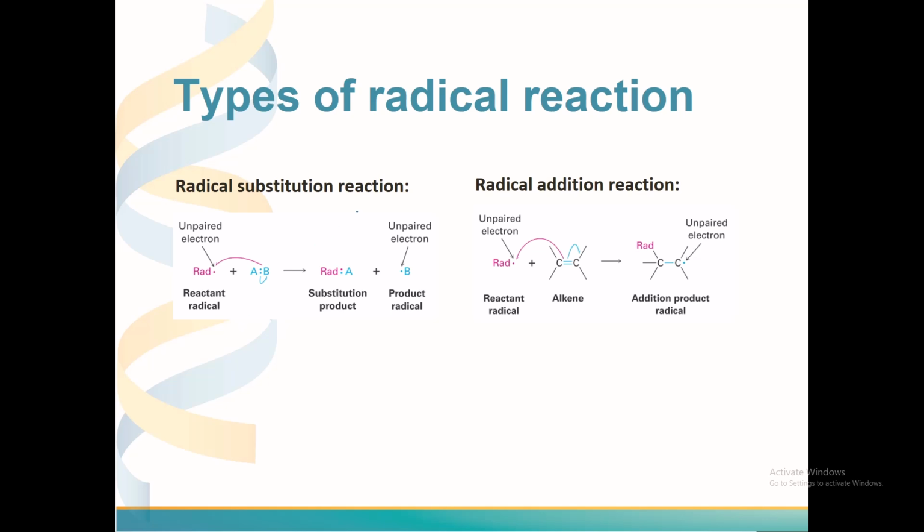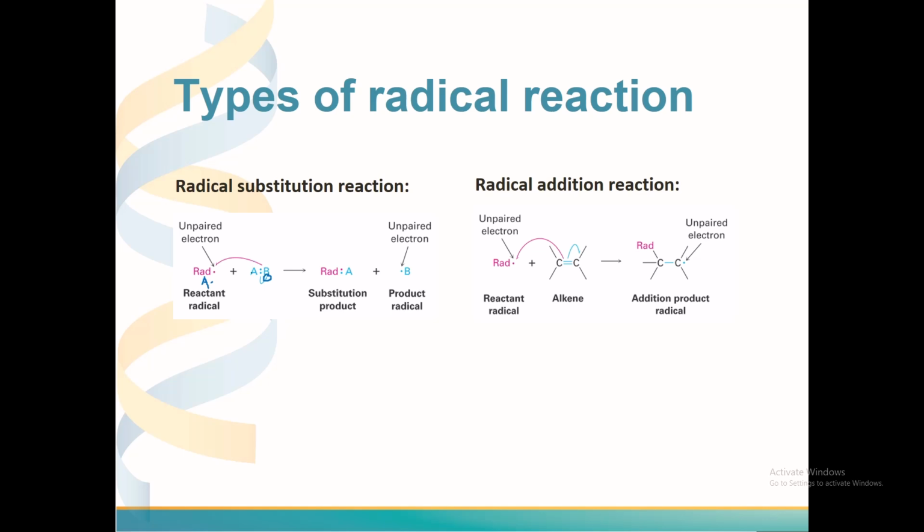So here are the types of radical reactions. You could have a radical substitution reaction, where you have a radical here. So you have, let's say, A radical, or just a radical species in this case, a reactant radical. And then you have A and B. What's going to happen here is that the electron will be attracted to either A or B, but just a single electron in this case. Thus the arrowhead is only half.